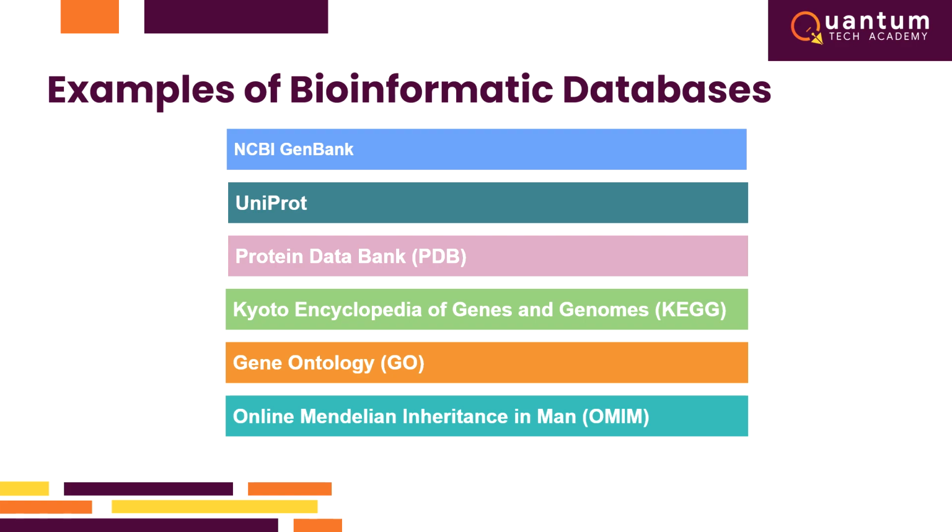And if you want to know about the cancer pathways, the cancer related information related to a particular protein and gene, you can utilize the Gene Ontology database. And if there is particular information you want to explore about Mendelian inheritance in man, you can utilize the OMIM database, which is a part of the NCBI.